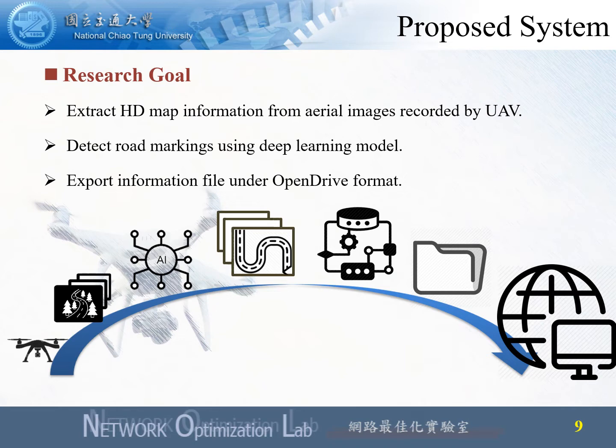Therefore, to reduce the labor work of constructing an HD map, our goal in this study is to create road information automatically. The road markings information will be extracted from aerial images recorded by the camera on the UAV. A deep learning model is used to detect the road markings on the road surface. Then the information following the OpenDrive format will be derived after the post-processing. Also, a web-based edit tool is developed in this study to modify and export the XML file.